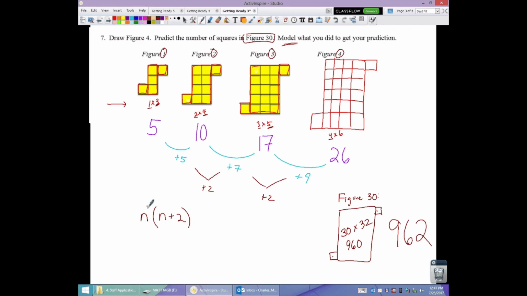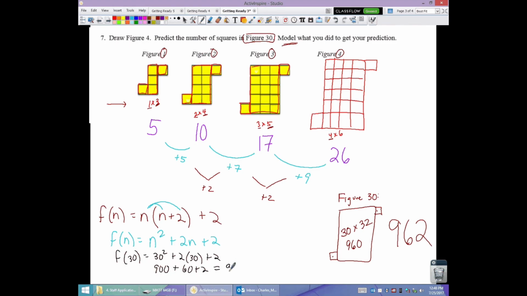And then after I figure out the number of boxes in the big rectangle, I added 2 to the end of that. So here's a formula. We could simplify that with the distributive property if you felt like it. If you actually used your calculator, your formula would look more like this: n squared plus 2n plus 2. And then you would just say, well, I need f of 30, so that's 30 squared plus 2 times 30 plus 2, or 900 plus 60 plus 2, which again gives me the 962.